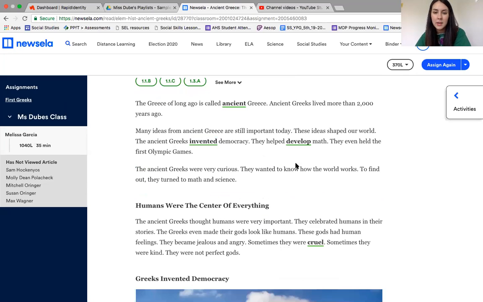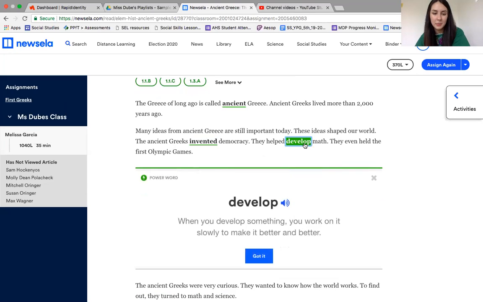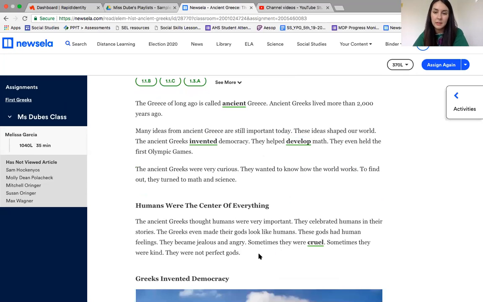Got it. They helped develop math. I'm going to click on develop. Develop. When you develop something, you work on it slowly to make it better and better. They even held the first Olympic Games.